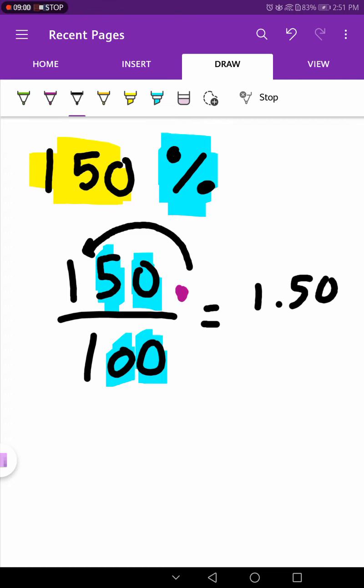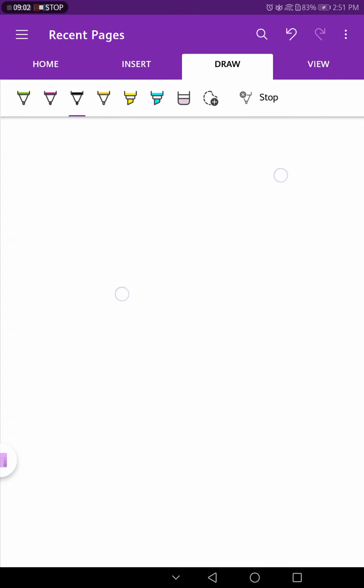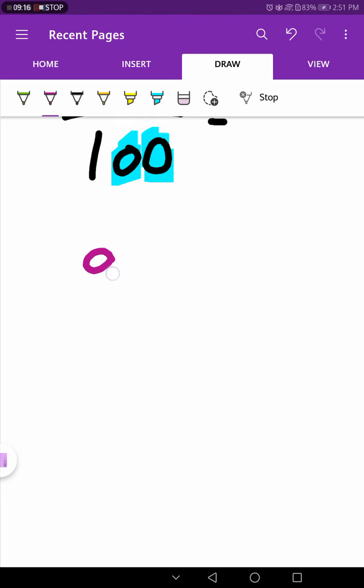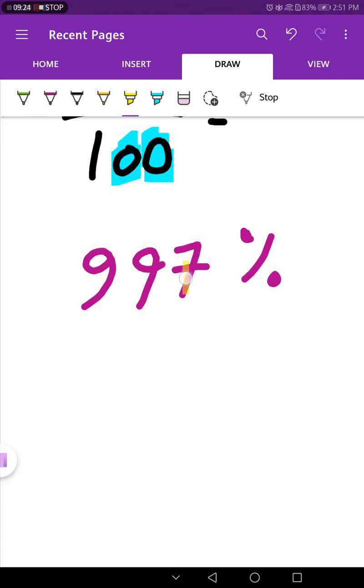All of these are greater than 100. So if any number greater than 100 has a percent, it is over 100. Let us take the last one. More than 100. For example, 997%. This number is more than 100 and it is over 100 also. Why? Because of the percent, this means this number is over 100. So we write it over 100.